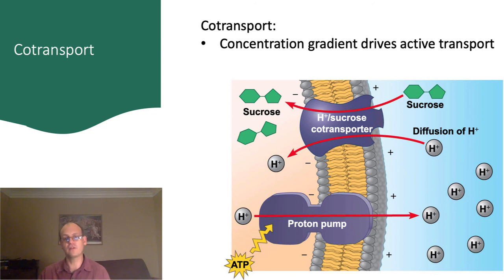In the example of cotransport shown here, energy in the form of ATP is used by a proton pump to pump protons from inside the cell out. As a result, there's a strong electrochemical gradient with the protons trying to get back into the cell. A cotransport protein takes advantage of this gradient and uses the affinity of the protons to go into the cell in order to drive the transport of sucrose into the cell against its concentration gradient.